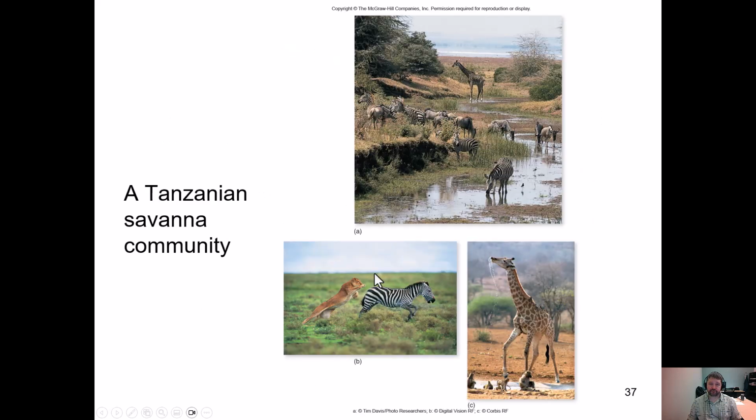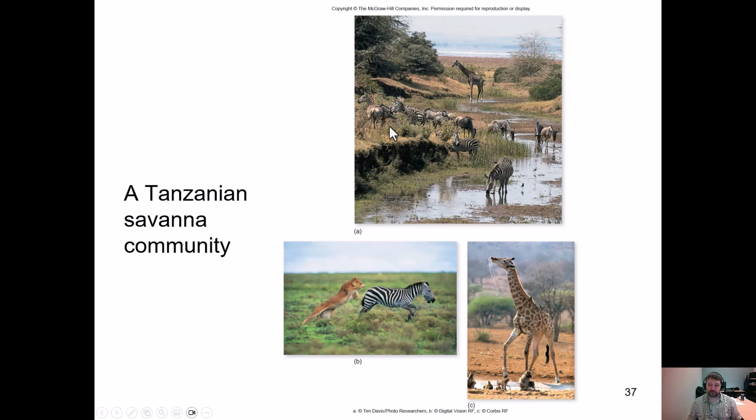So for example, if we say the Tanzanian savanna community, this is a locale. It's not named after a dominant species. There's not a dominant plant species or really a dominant predator species that the community is named after. Instead, it's a locale. So then we can look at all the different situations.